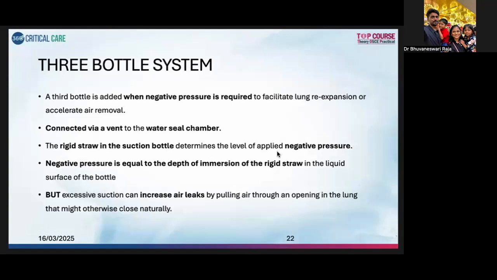So coming on to the three bottle system. A third bottle is added when negative pressure is required to facilitate lung expansion or accelerate the air movement. So it is connected via a vent to the water seal chamber. The rigid straw in the suction bottle determines the level of the applied negative pressure. The negative pressure is equal to the depth of the immersion of the rigid straw in the liquid of the bottle. But excessive suction can increase air leaks by pulling air through an opening in the lung that might otherwise close naturally, creating a fistula.